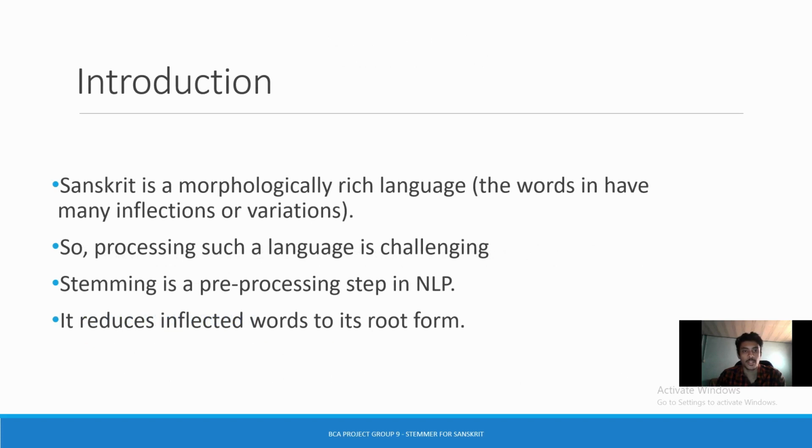Introduction. Sanskrit is a morphologically rich language. The words in Sanskrit have many inflections or variations. So, processing such a language is challenging. Stemming is a pre-processing step in NLP. It reduces inflected words to their root form.